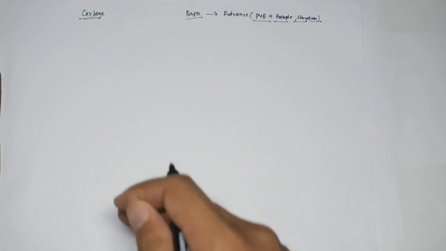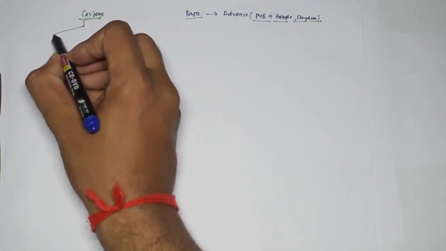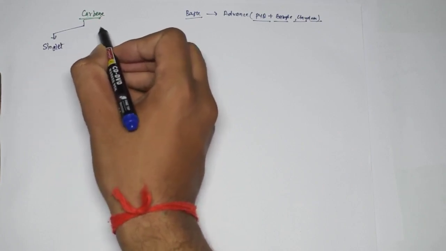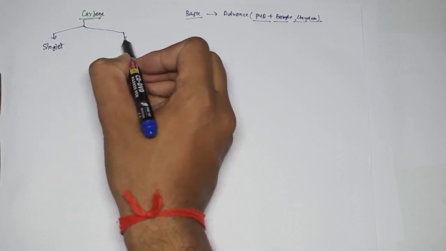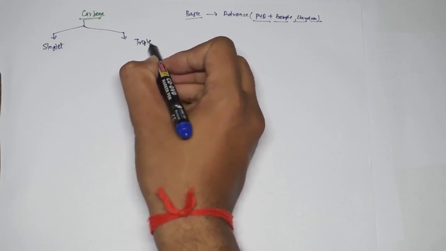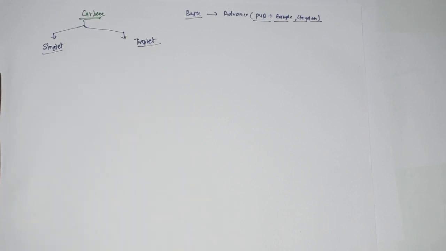First of all, let's understand the basics of the carbene. There are basically two types of carbene. The carbenes which get formed in a reaction are of two types. The first one is singlet and the second one is triplet. Now let's see the characteristics of this singlet and this triplet.